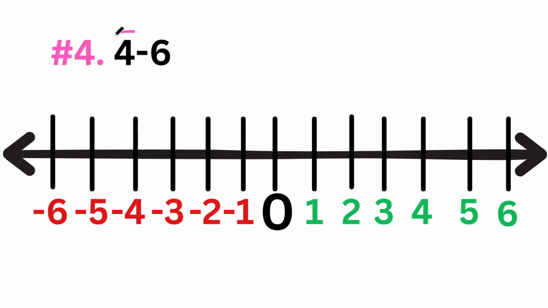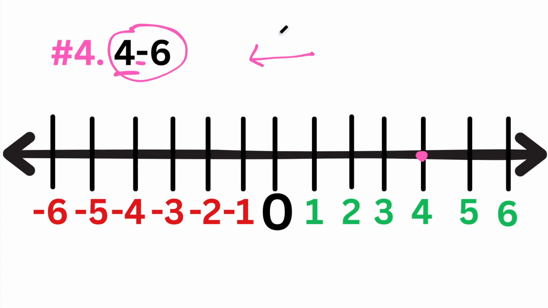We have 4 minus 6. And once again, we're going to start with our first number in this problem. Reading left to right, we have 4. So we're going to go to the positive 4 on the number line and plot our point there.